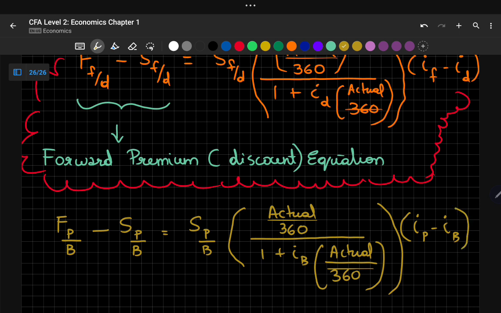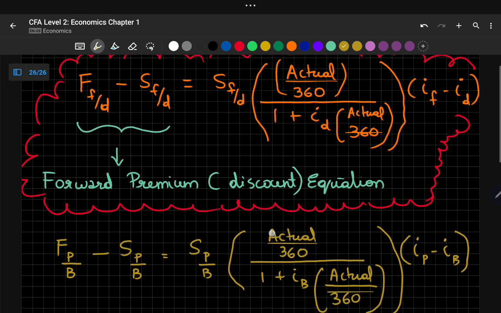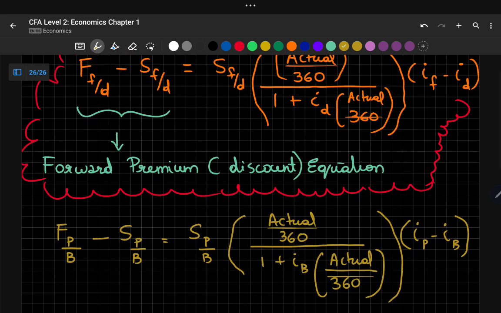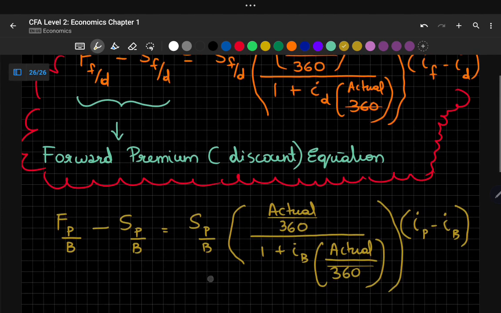So this is how I can write the equation in terms of price currency and base currency. It is exactly the same. I have only replaced the foreign currency with price currency, and I have replaced the domestic currency with base currency. Okay, so you can remember it in this format as well.